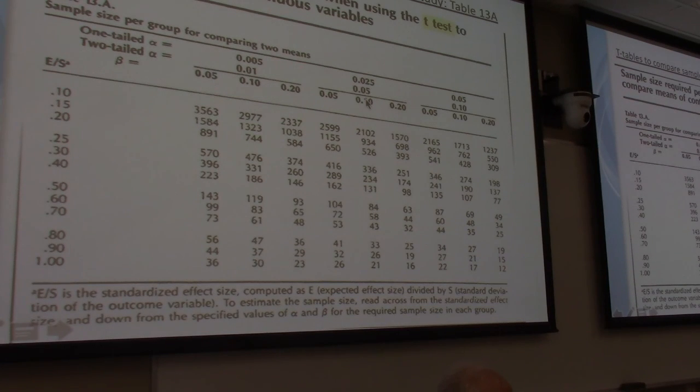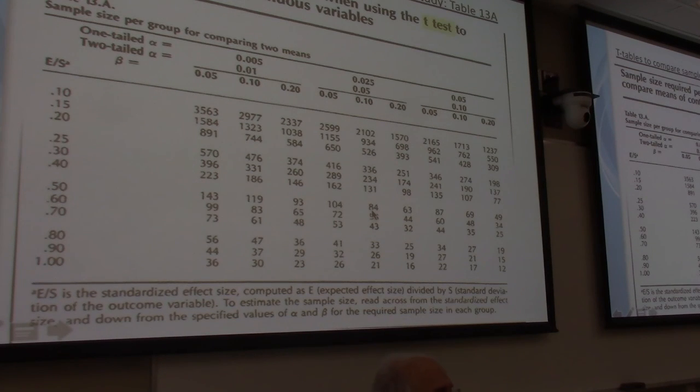So what's my standardized effect size? I can't remember. It was 0.5. It was 0.5. Yeah. So I need to know that. Oh, sorry, over here. So two-tailed alpha 0.05. Yeah. Power of 90%, and effect size of 0.5. So 84.